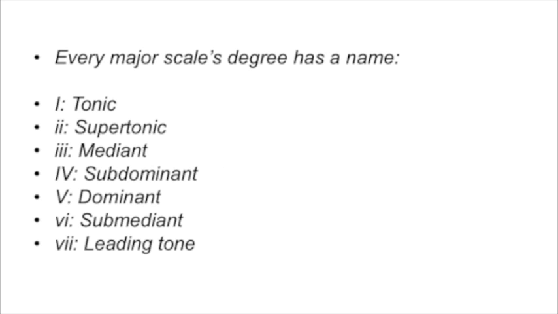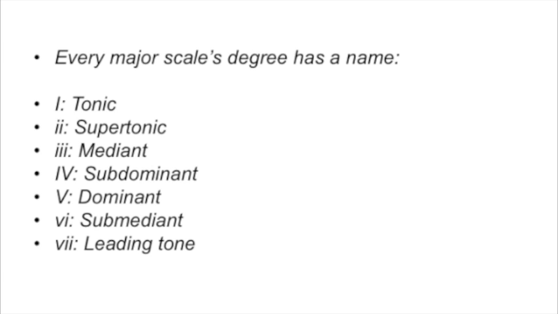Now, as I mentioned earlier, every single degree of the scale has a name, and they are as follows. The first degree is called the tonic, the second degree is called the supertonic, the third degree is called the mediant, the fourth degree is called the subdominant, the fifth degree is called the dominant, the sixth degree is called the submediant, the seventh degree is called the leading tone.